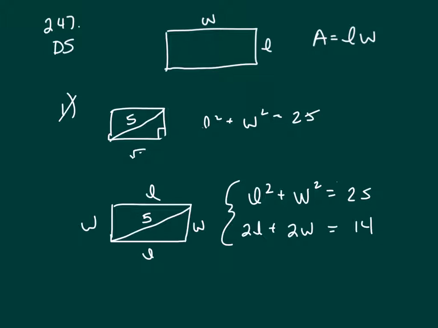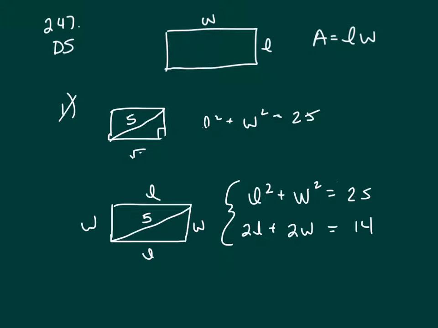I've got 2 equations with the variables L and W, so you could solve this and find your L and W and find your area, and you would stop right there. Remember, you do not have to find the answer. You just have to know if you have enough information to answer the problem. I'm going to go one step further just to do a little bit more math.